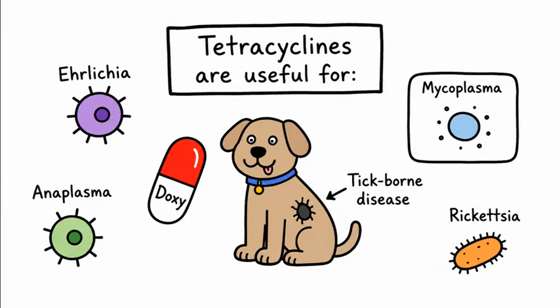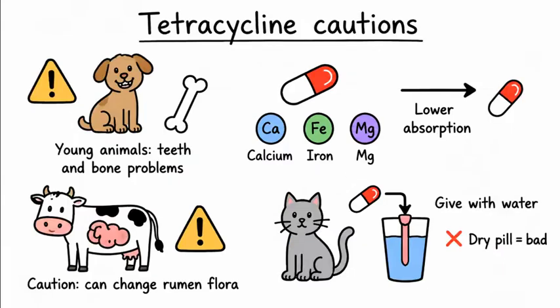In small animal medicine, doxycycline is one of the classic drugs you think about for tick-borne disease. But tetracyclines have important animal-specific cautions. They can bind calcium, so we worry about effects on developing teeth and bones in young or pregnant animals. They can also bind minerals like calcium, iron, and magnesium, which can reduce oral absorption.